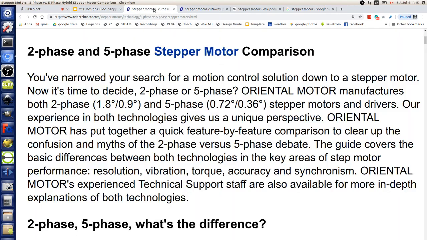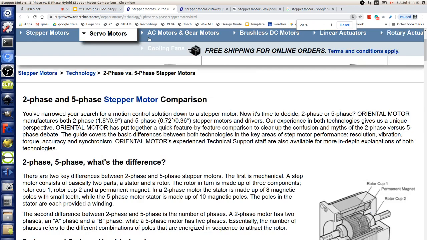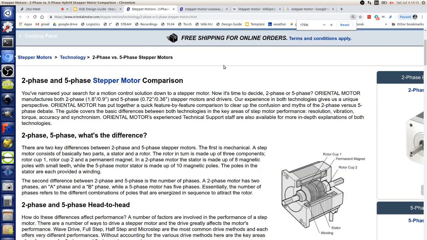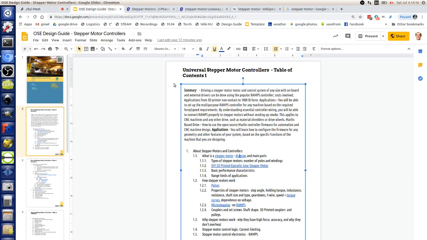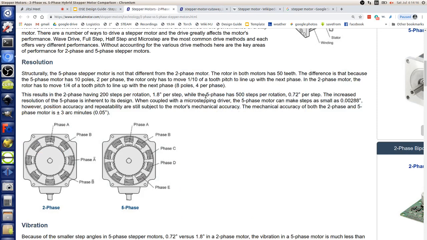Typically, for the standard types of motors that we use, we have an eight winding kind of system with two phases. So all the motors we've been using so far, and what we drive with RAMPS, are two phases for the RAMPS stepper driver. You also have five-phase motors. Okay, so how does this work?